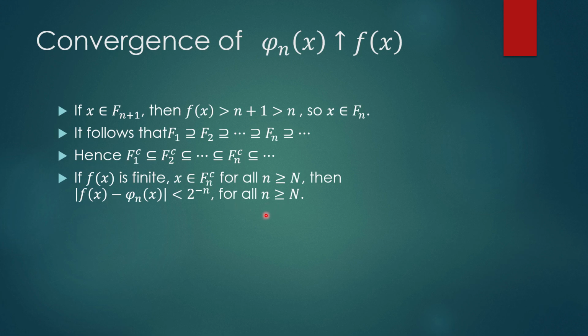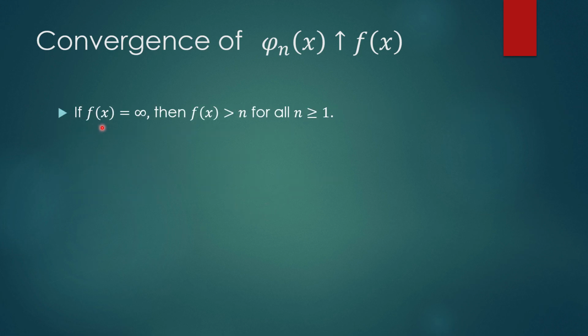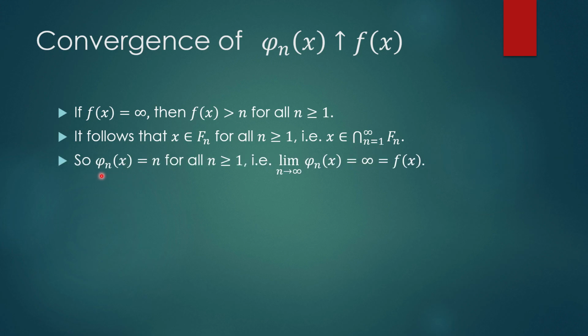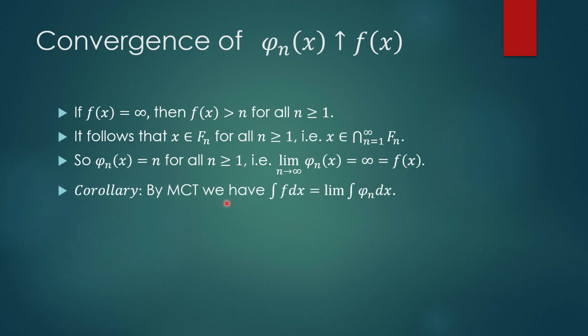If f of x is infinity, then f of x will be greater than any natural number n for all n greater than or equal to 1. So it follows that x belongs to F_n for all n greater than or equal to 1. That means x is in the intersection of F_n, n going from 1 to infinity. So phi n x is exactly equal to n for all n greater than or equal to 1. That is, the limit as n tends to infinity of phi n x is exactly infinity, that is exactly f of x. So in both situations, the limit as n tends to infinity of phi n x is equal to f of x.